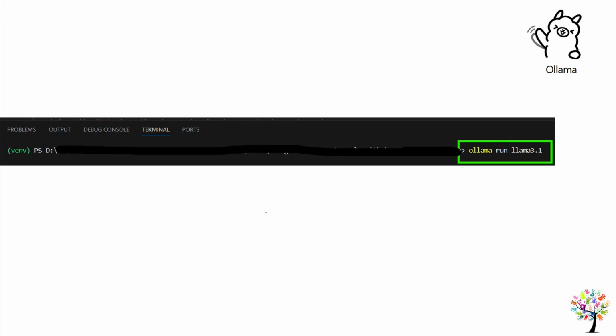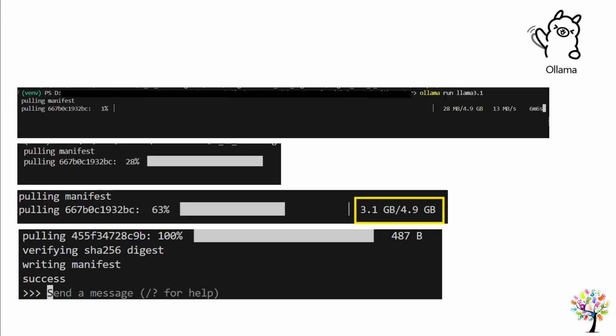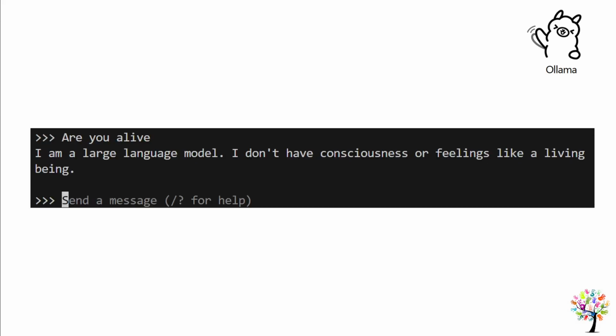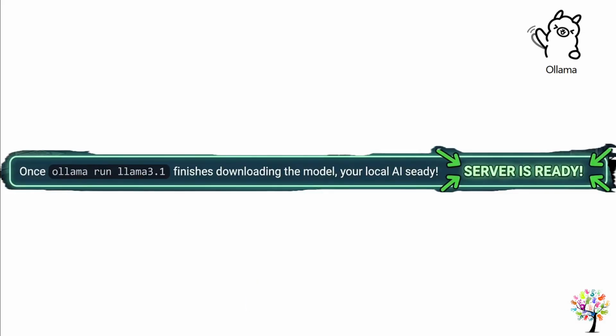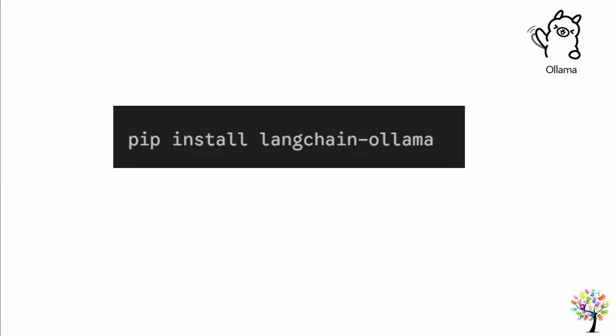Then you start with ollama run llama3.1, or whatever model you use at that point in time. You let it install. Llama 3.1 is 4.9 gigs. And then you can ask it questions. Are you alive? It says, no, I don't have a conscience. All right, so once it's finished downloading, your local server is ready.